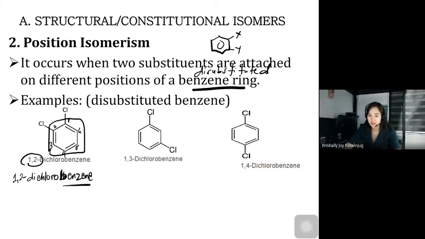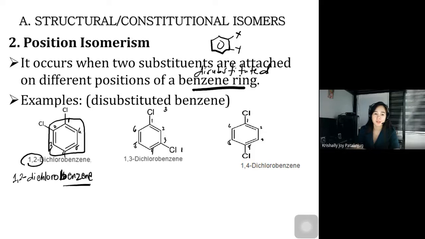Okay, same with the second molecule. You look for the point of attachment as carbon 1. Both are chloro, so this can be carbon 1 and this carbon 3. Same, you still get 1, 3 as the locations for the substituents. So 1,3-dichlorobenzene. Then this one is 1, 4. Okay, 1,4-dichlorobenzene. This is how you name substituted benzene molecules.